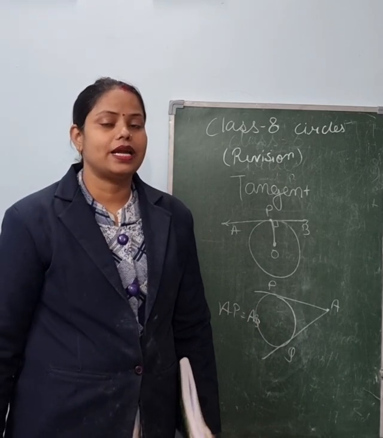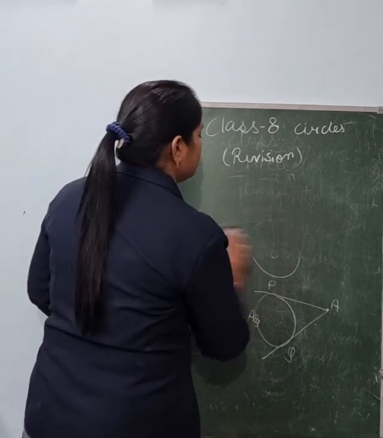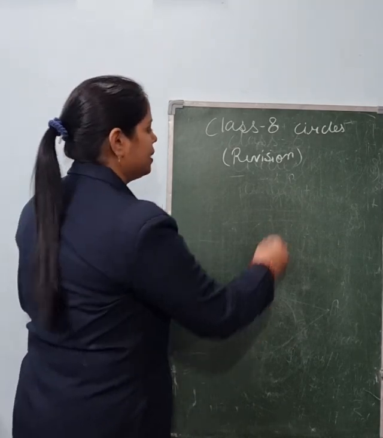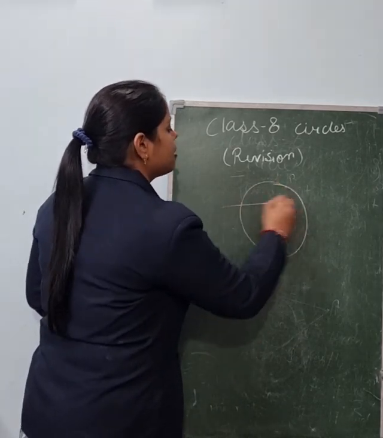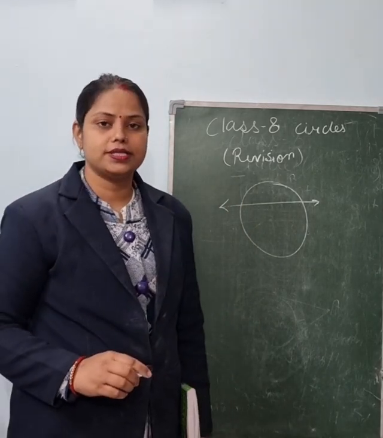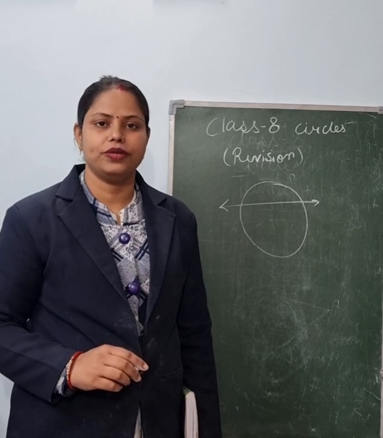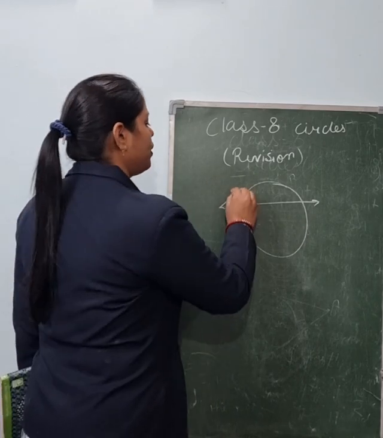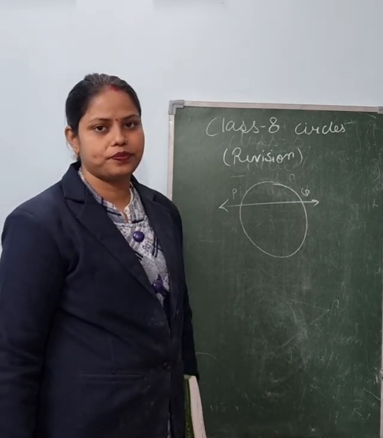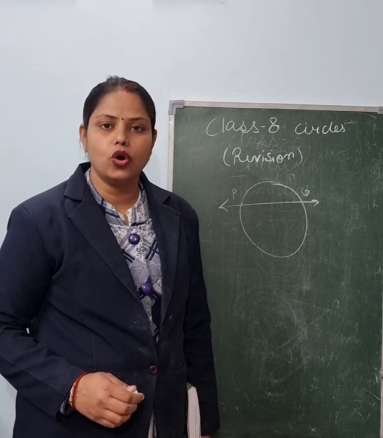Now let us understand about the secant. What is a secant? A secant is a line which crosses the circle at two different points, or we can say that it cuts or intersects the circle at two different points. Let it be points P and Q. This is a secant.